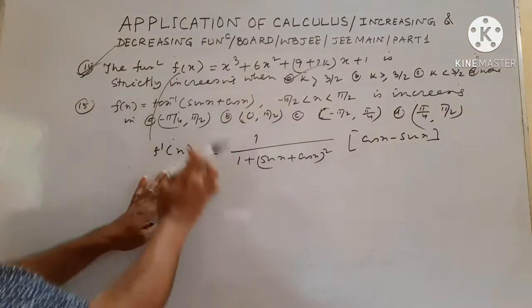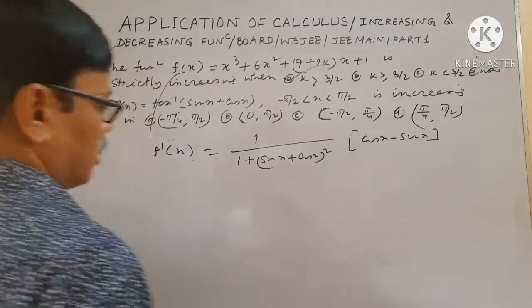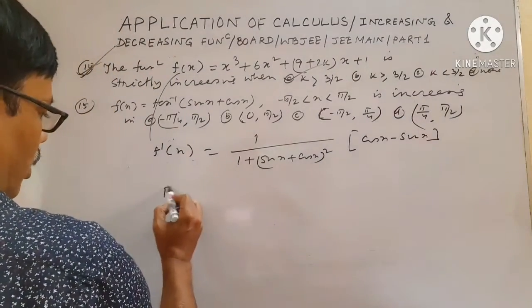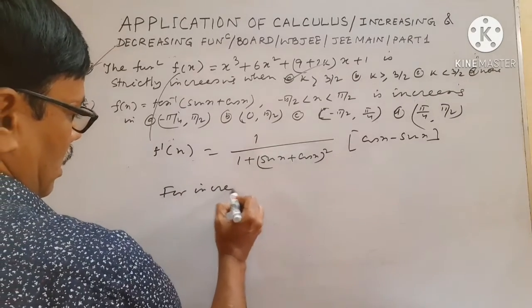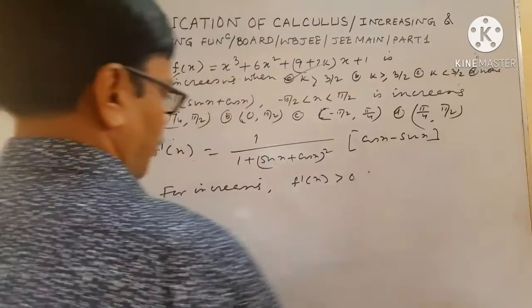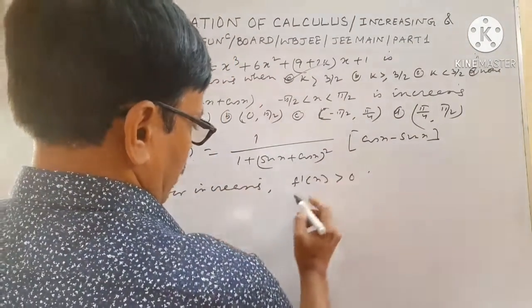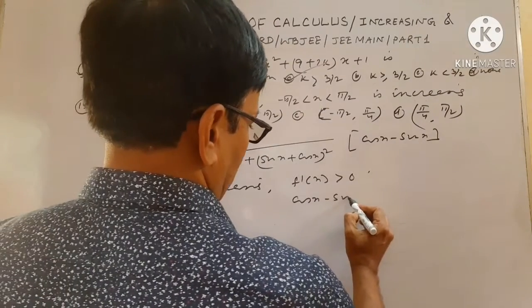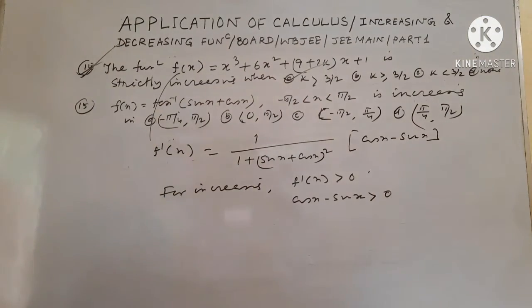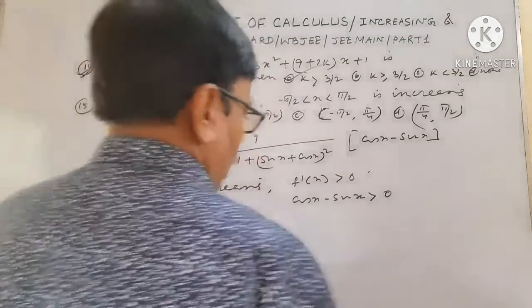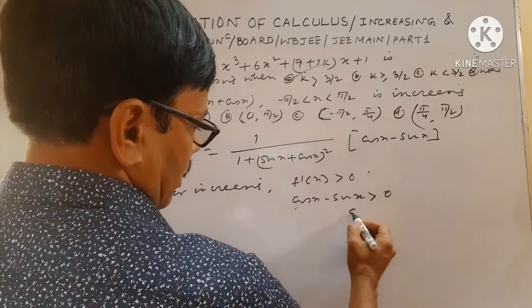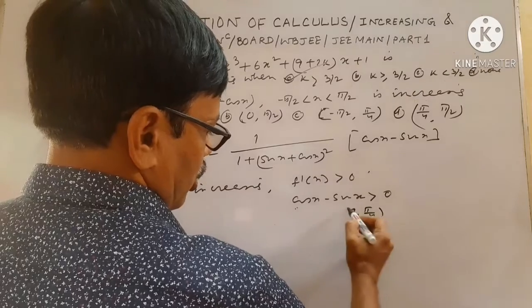So this is the derivative of tan inverse x, 1 by 1 plus x square. Now the denominator is obviously positive. So for increasing, f dash x greater than 0. This is obviously positive, so cos x minus sin x is greater than 0. So in 0 to pi by 4, cos x minus sin x is positive.